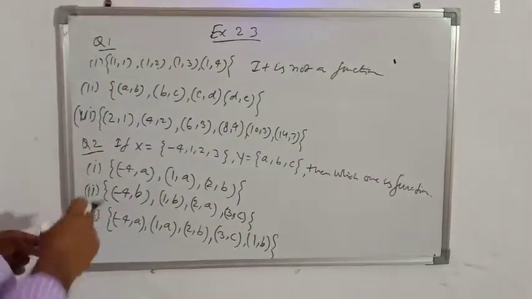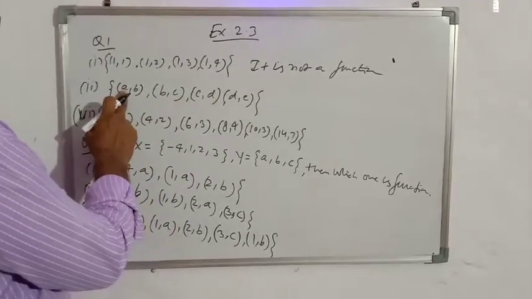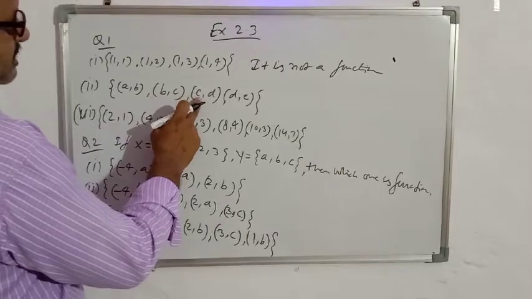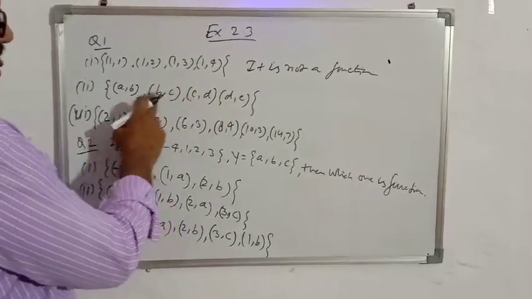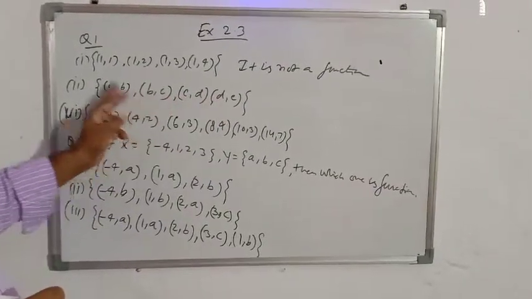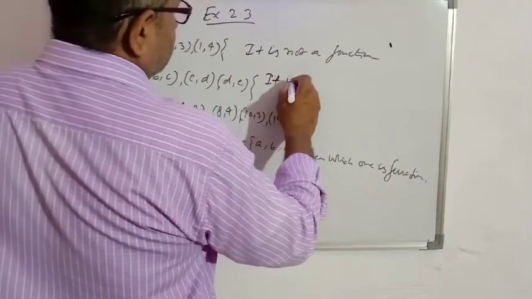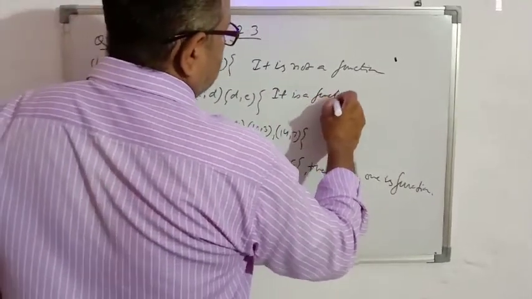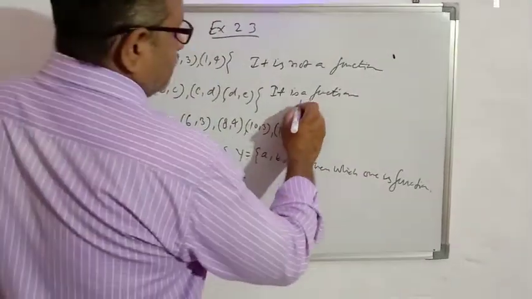See the second one. Check only the first component of the ordered pairs. First component A, first B, first C, first D. So all the ordered pairs have different first components, so it is a function. And what will be the domain of the function?